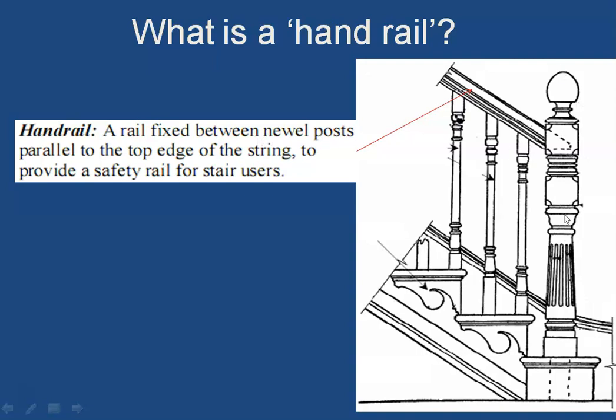So this is called a newel post. These are two major big posts which are provided. We'll see that more in detail later. But this is called a newel post, and the handrail is the rail which is fixed to that.